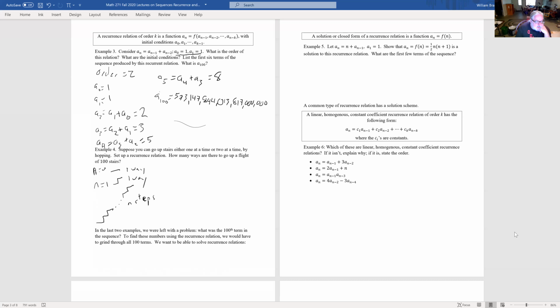Well, two ways to do it. You can either take one step, go up one stair, and then you have a flight of n minus 1 steps to do. Or you could do a hop, and then you have a flight of n minus 2 steps to do. So we'll let An be the number of ways to go up a flight of n stairs.